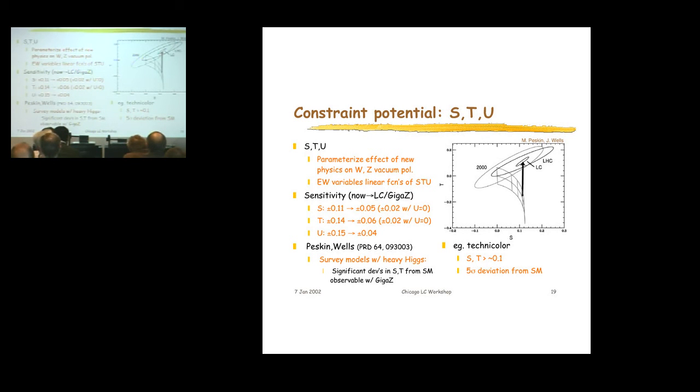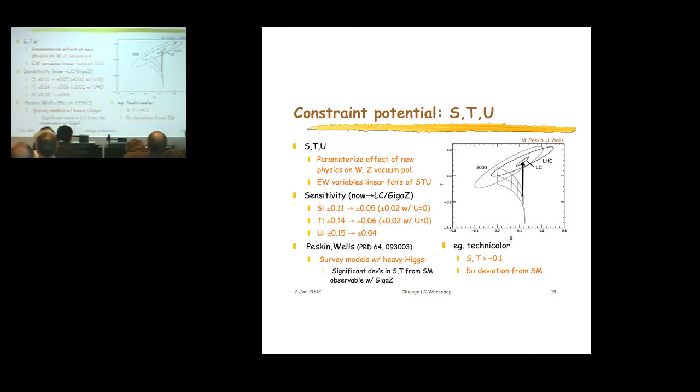I would like to mention some of the constraint potential that you would get using GigaZ. For example, if you go to the paper that Michael mentioned this morning, they go through and analyze, essentially, they've surveyed models with a heavy Higgs where you may not see it at a linear collider, you may not even see it at the LHC. And what they generally find is that you get significant deviations in S and T from the standard model that would be observable with the precision that you'd get from GigaZ.